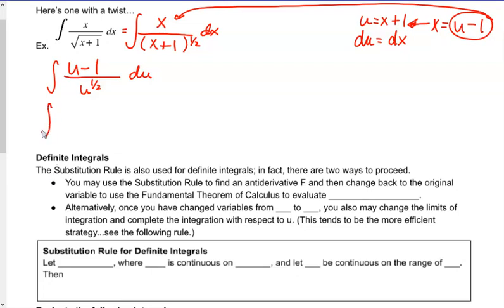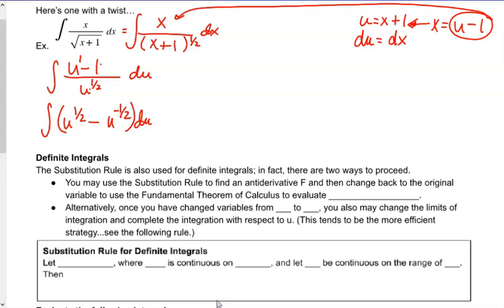Now, when I split that fraction up, remember that's u to the first divided by u to the 1/2. Subtract those exponents, and I get u to the 1/2. Minus, do not forget to give the u to the 1/2 in the bottom to both terms in the top. So I get 1 over u to the 1/2, which I can write as a negative exponent so that I can then integrate both of those separately.